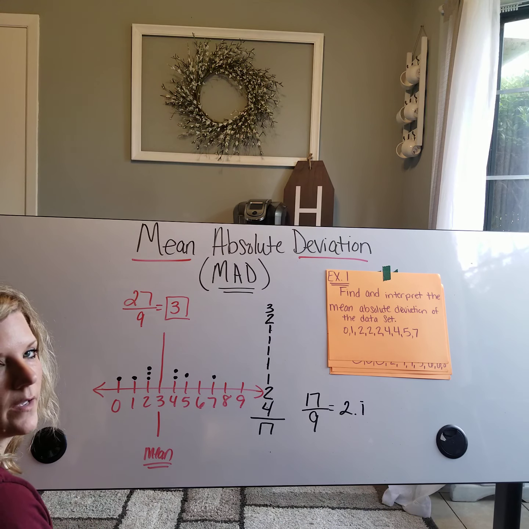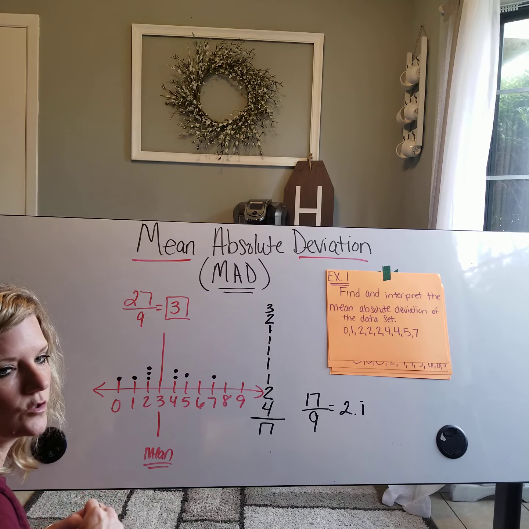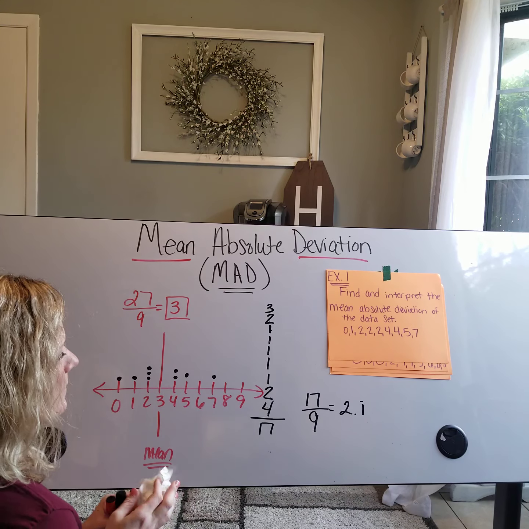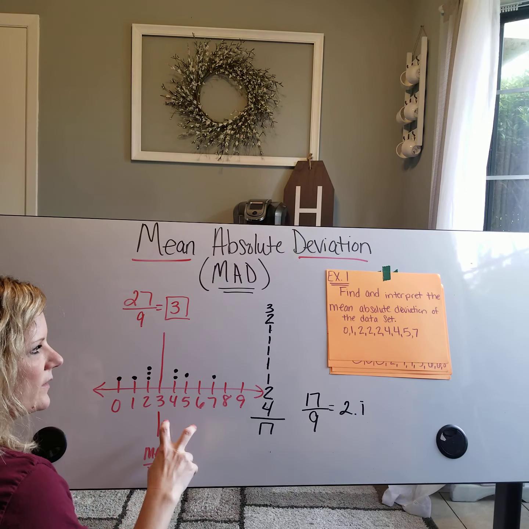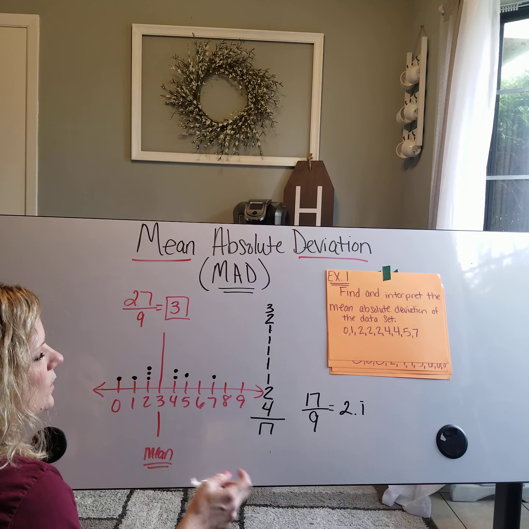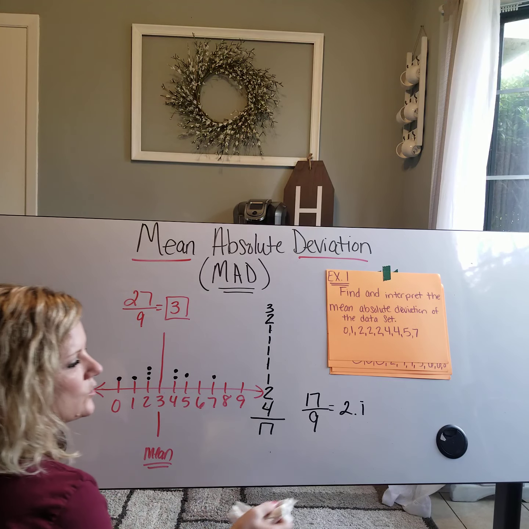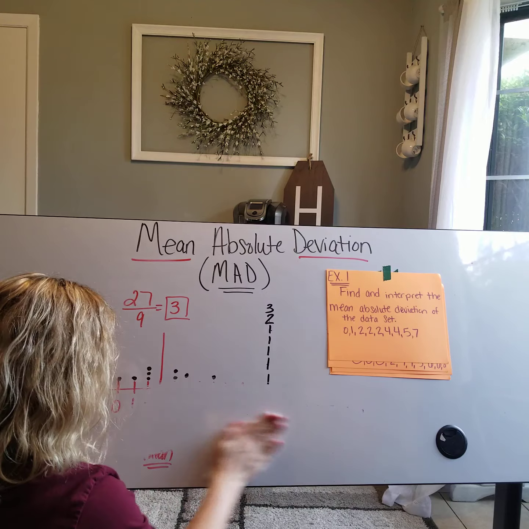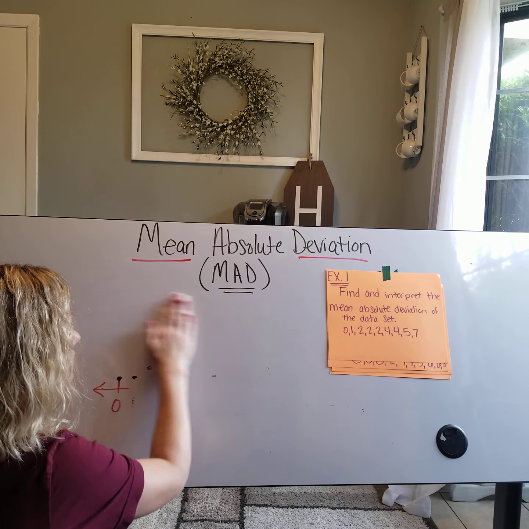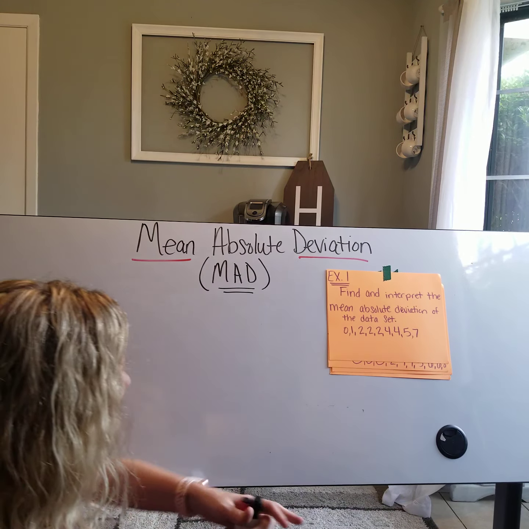Okay, so this is just quickly how to find the mean absolute deviation. You don't have to draw the number line every time, but we have to figure out how far away each one is. All right, so let's do the next problem.